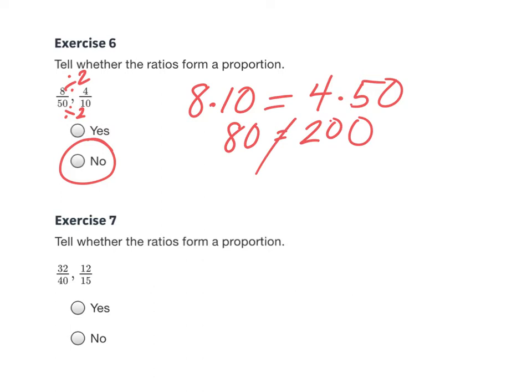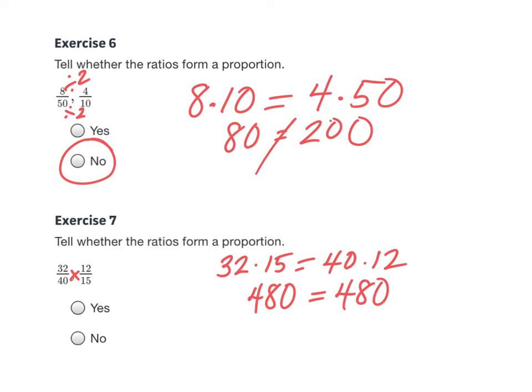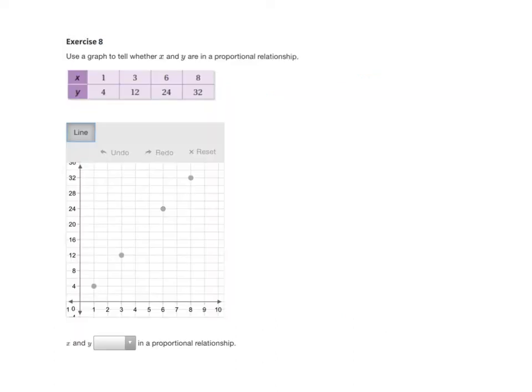Tell if these two ratios form a proportion. Again, it would make most sense for me to do cross products. So 32 times 15, trying to see if that's going to be equivalent to 40 times 12. 32 times 15 equals 480. 40 times 12, oh, that equals 480 as well. So they do form a proportion.